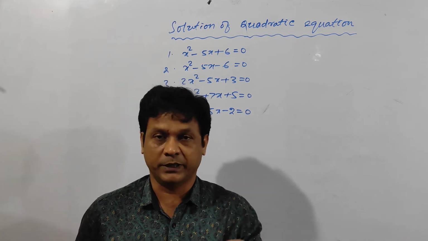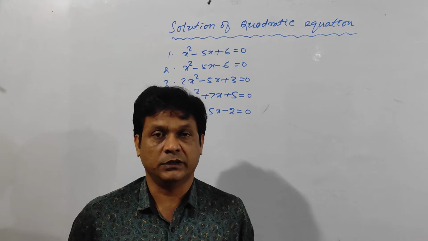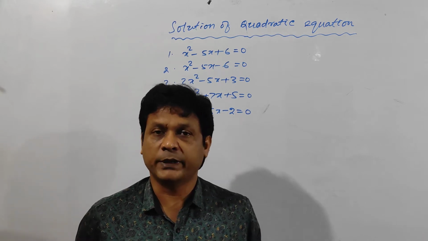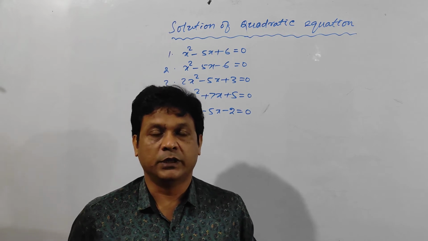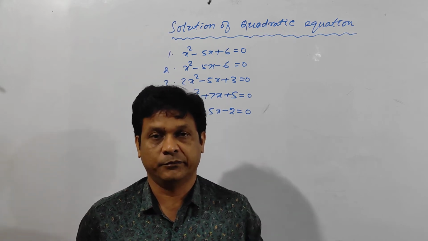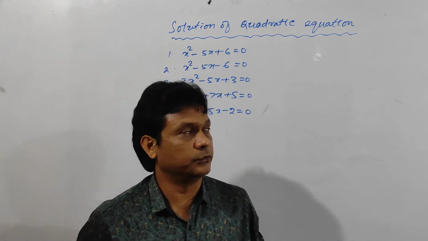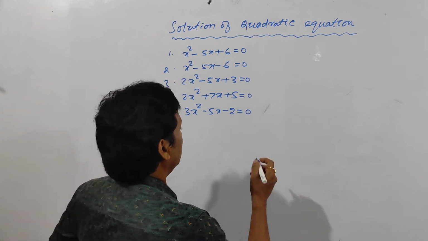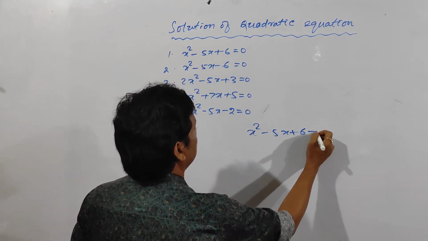You can apply the formula directly, or if it is possible then you can do the middle term factorization, and that process I am doing, but you should not do the whole process, you should do directly. Clear? So how to write the answer directly, I am going to tell you. See here, the first question, x square minus 5x plus 6 is equal to 0.